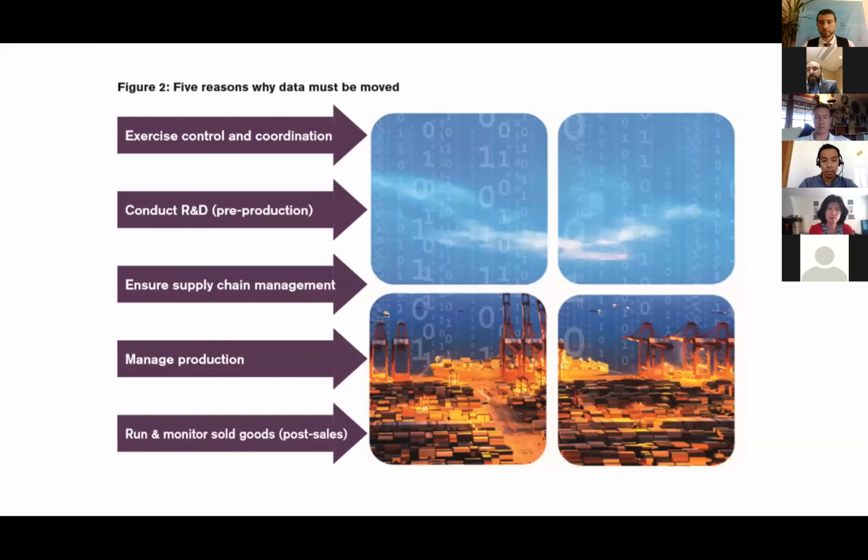And the last reason, the fifth reason, is to run and monitor sold goods. I think this is very important to understand also, that your relationship with your customer doesn't stop when you have sold a product to that person. You monitor use, you get feedback on how it works, you can update and upgrade products that you sold, and again, it's about moving information between your company and the customer and getting information back. Can I have the next slide, please?